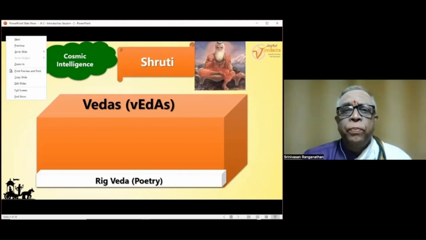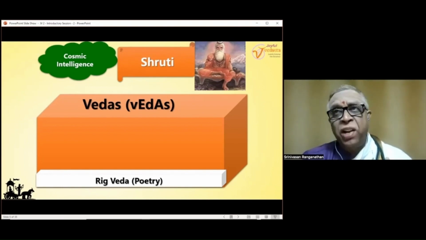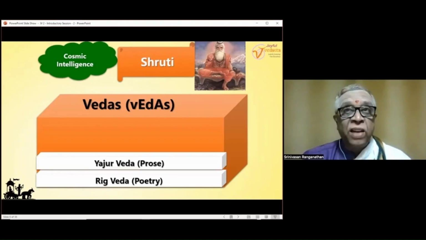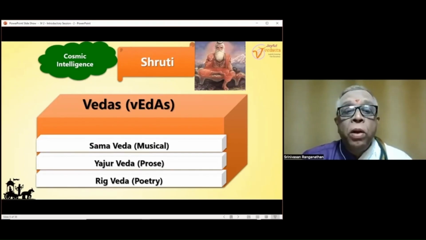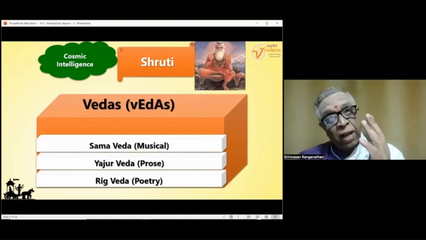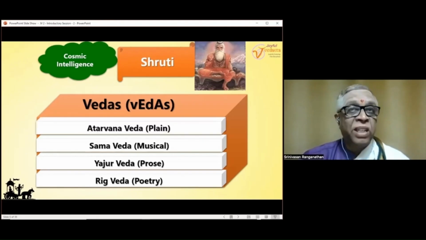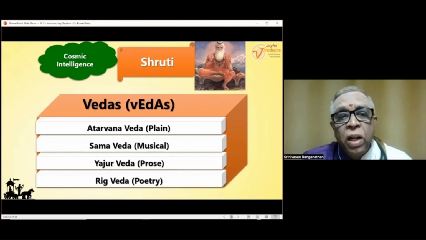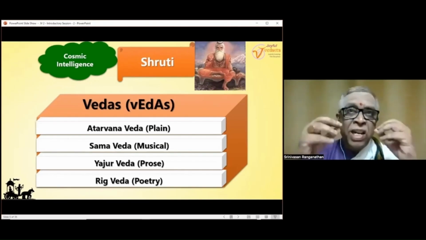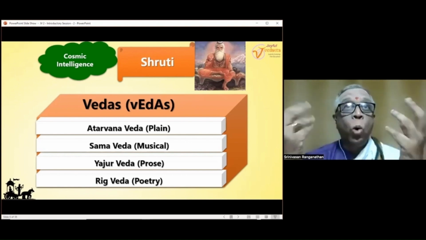So you have 4 Vedas. Rig Veda, which is in the poetry form. You have Yajurveda, which is in the prose form. You have Samaveda, which is musical. In fact, entire music seemed to have evolved from Samaveda. Right? Then we have Atharvana Veda, which is just plain text. Right? So the Vedas have been categorized into these 4. Right? Rig, Yajur, Sama, and Atharvana, with Rig Veda being the oldest Veda.